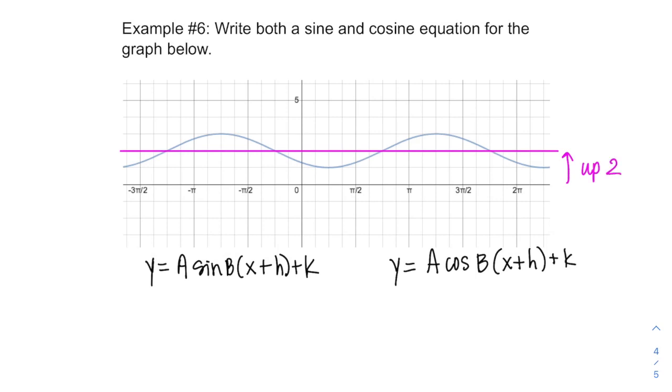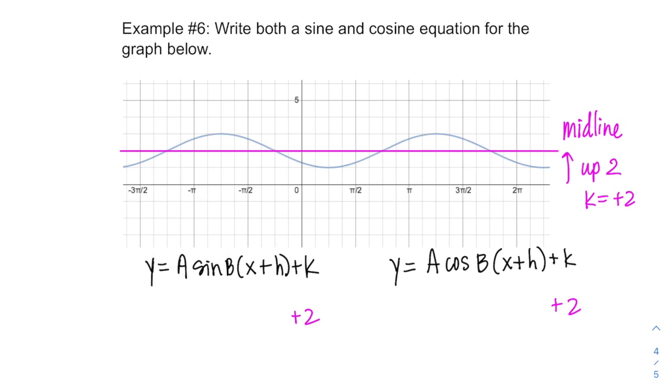Normally, that is on the axis. That's what we call the midline. Now, look at what I did there. I just drew a line that goes through the middle of this graph vertically. So if I went from the maximum point to the minimum point, this line is in the middle. That's your K value. So I know in both of these equations, there's going to be a +2 at the end. So that's the first thing I do.